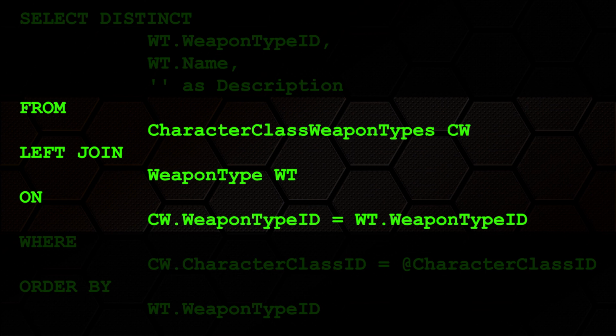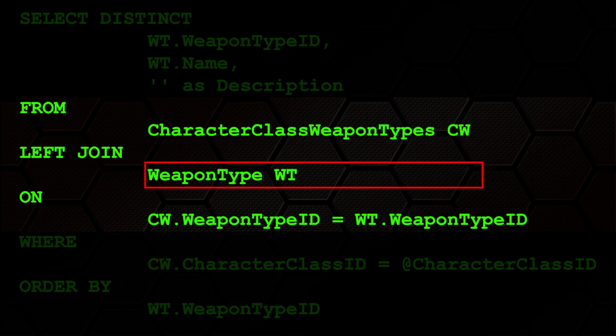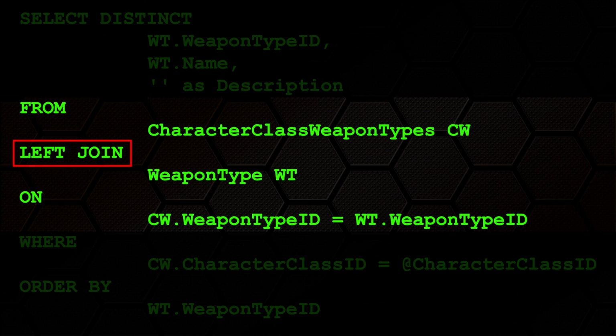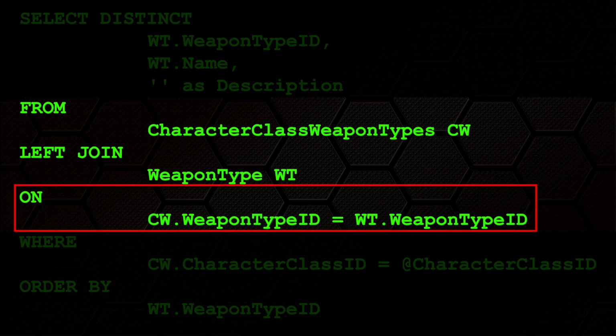So in our example, we're saying we want to consider data from the character class weapon types table and join that to the weapon types table. We're using a left join here, which simply means consider all the data in the left table, character class weapon types, and only data in the connected table where the joined fields are the same, which means in our case we're only interested in weapon types that have been used in the character class weapon types table.